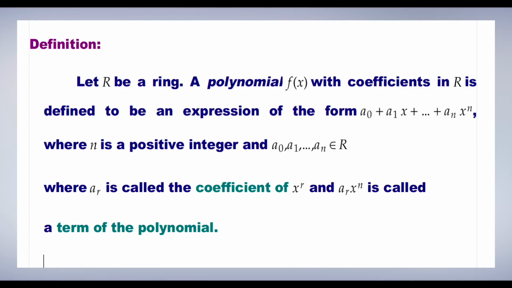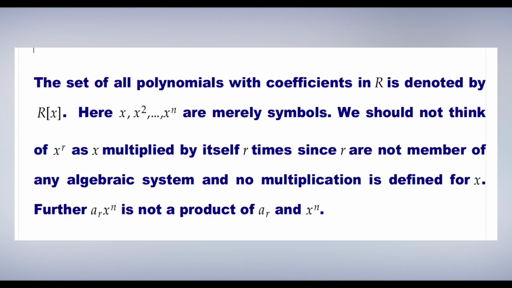Now, let us see the proper definition of it. The definition is: let R be a ring. A polynomial f of x with coefficients in R is defined to be an expression of the form a0 plus a1x plus and so on, plus an x power n, where n is a non-negative integer and a0, a1, and so on, an are in R. ar is called the coefficient of x power r, and ar x power r is called a term of the polynomial. The set of all polynomials with coefficients in R is denoted by R of x.